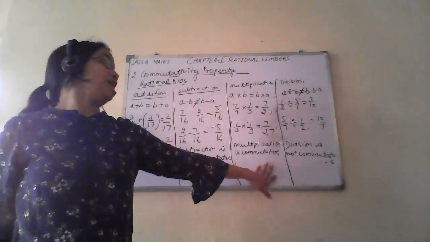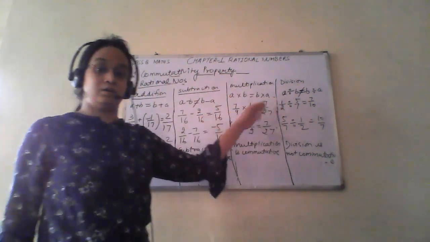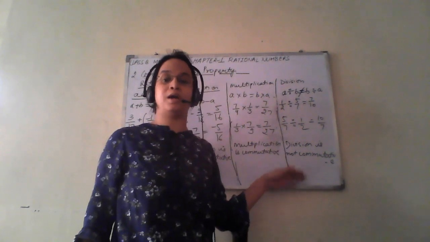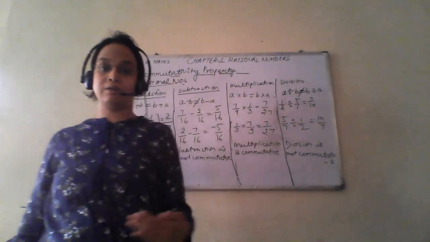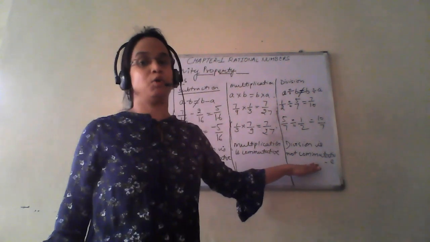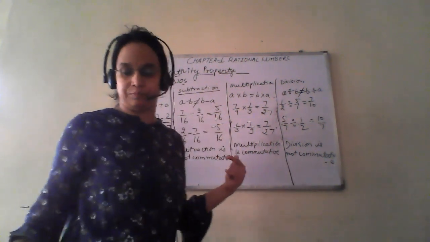These two properties, like commutative property of rational numbers under multiplication and division, are important as we will be discussing various problems in exercise 1.1. These two are more important properties compared to others.